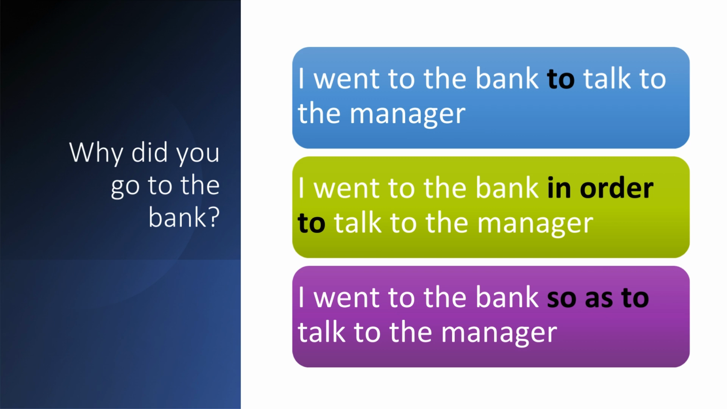Let's go ahead and start with the three expressions to, in order to, and so as to answer a question that is going to indicate purpose. The question in this case is, why did you go to the bank? And we have three possible answers. I went to the bank to talk to the manager. I went to the bank in order to talk to the manager. I went to the bank so as to talk to the manager. In this case, the three sentences have exactly the same meaning and they indicate purpose in three different forms.